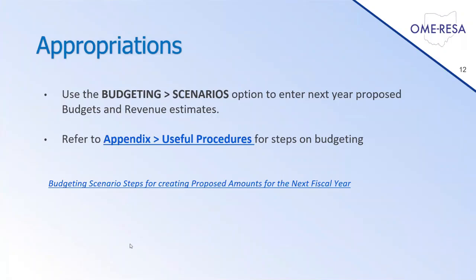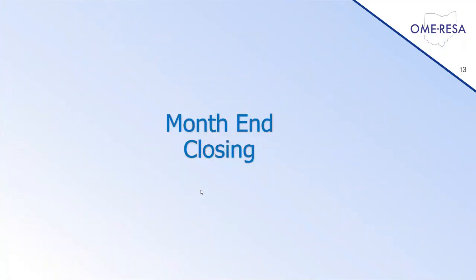Appropriations: if you're going to use the budgeting scenarios, you're going to want to get your appropriations together and get that done. Now, there's a link in that handout that will take you to the budget scenarios and how to put your budgets in for next year. And now we have to do month end.